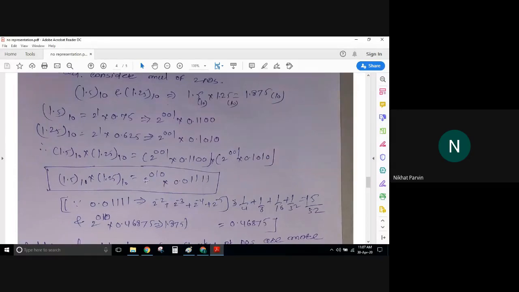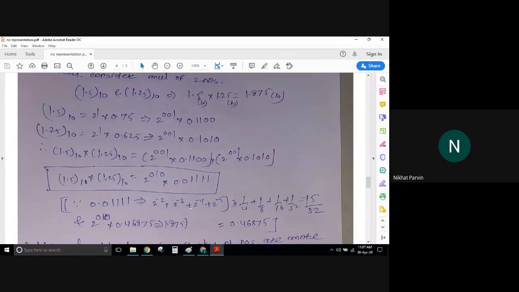So 2 power c, what is it? This is 2, this is c, this is 2. Meaning 010 is 2. 2 power 2 is 4. This is 4 into this 0.01111. This is in binary form, right? The answer is in binary form. So convert into your decimal. What you will do? 2 power minus 1, 2 power minus 2, 2 power minus 3, 2 power minus 4, and 2 power minus 5. When you do so, you will get 15 by 32, nothing but 0.46875. That means this is the value of this mantissa, 0.46875.